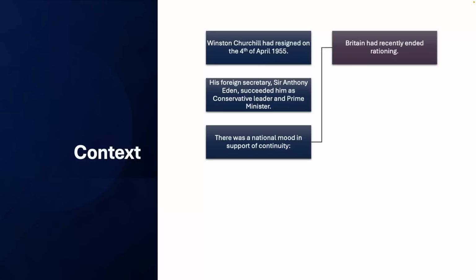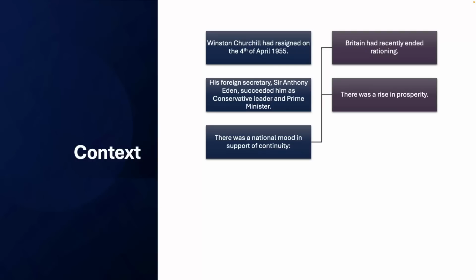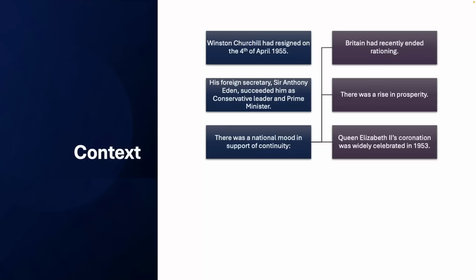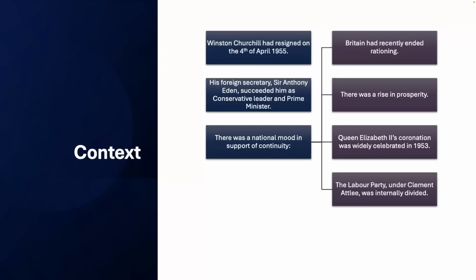So Britain had recently brought an end to rationing, which of course brings about quite a bit of prosperity. Rationing existed from the start of the Second World War all the way through to 1955. We also see a rising of prosperity, generally speaking. We also see the widely celebrated coronation of Queen Elizabeth II in 1953, and there were also other major milestones like Roger Bannister's 4-minute mile and the conquest of Everest.